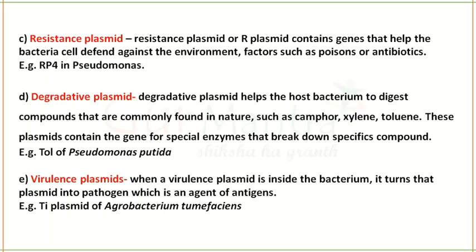Next, you have degradative plasmid. Degradative plasmid helps the host bacterium digest compounds found in nature like camphor, xylene, and toluene. These plasmids contain genes for enzymes. These enzymes break down the compounds so that these organisms can utilize them. For example, Pseudomonas putida.